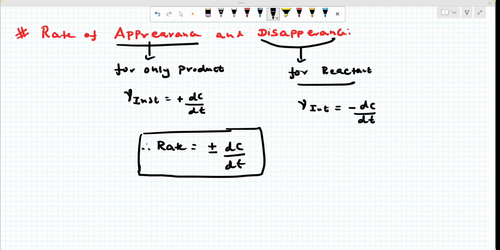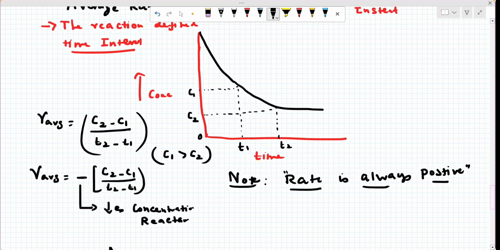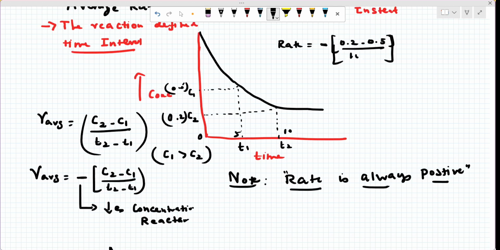Listen. Now see, take this as 0.2 and this as 0.5. Now what is the rate? Tell me. Rate is equal to minus of 0.2 minus 0.5, divided by 10 minus 5, taking the times as 5 and 10. Minus of minus 0.3 by 5. The minus cancels out. But is the rate positive or negative? Rate is a positive quantity.